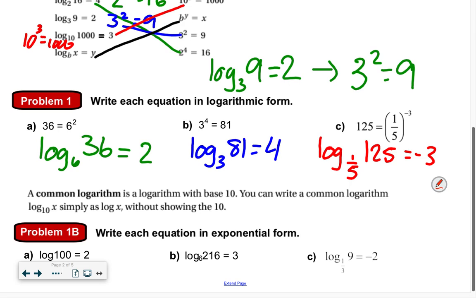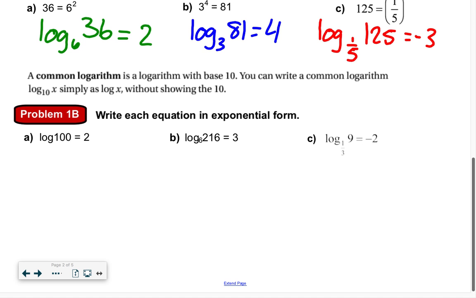Right. This says a common logarithm. So if there's no little subscript, we assume that it is base 10. Okay? So instead of writing log with a small number 10, if it just says log of x, we assume that the small number is 10. Okay? Does that make sense? Okay.